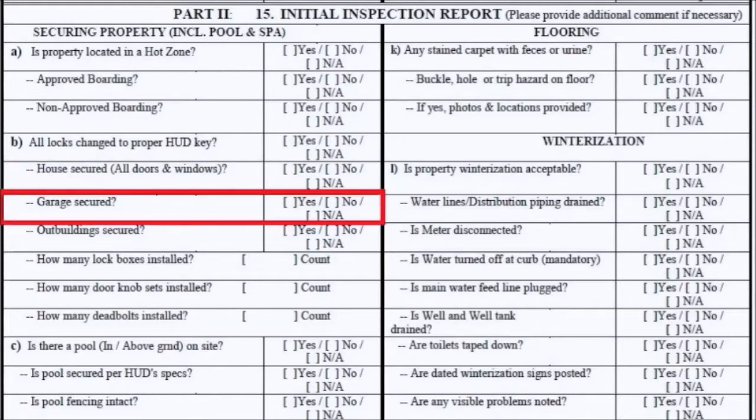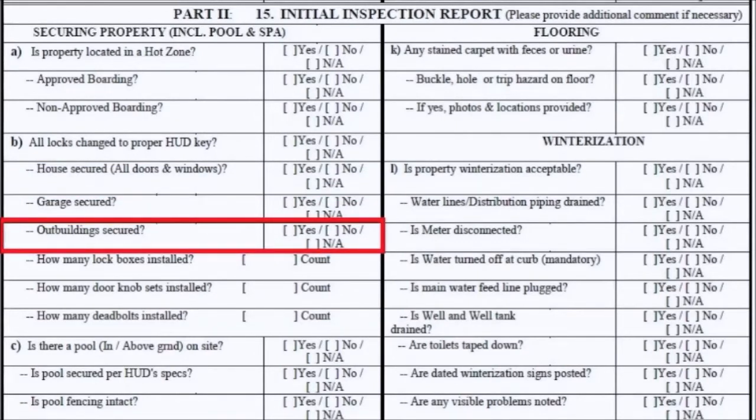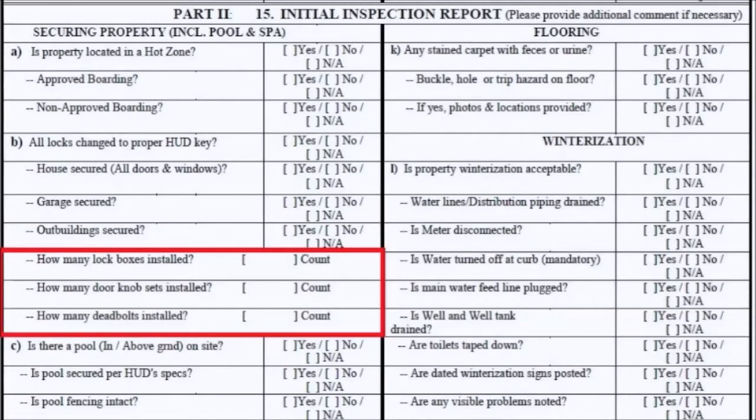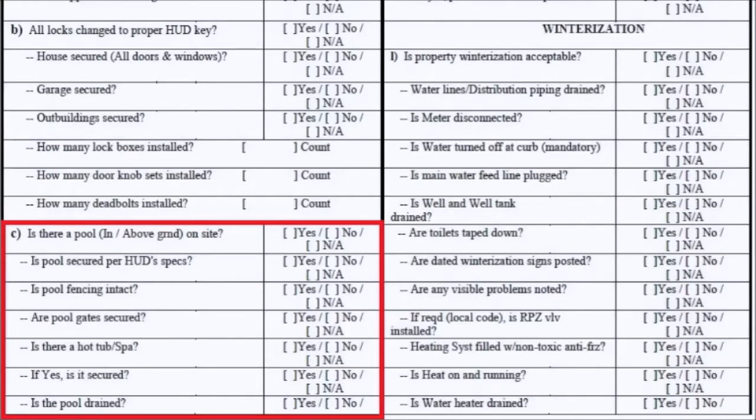Is the garage secured? Outbuilding secured? That will be the same type of logic there. Make a note of how many locks installed, lock boxes, doorknob sets, deadbolts you've installed at the property in the section below. If there's a pool, whether it's in ground or above ground, on site, noted in the next few questions, and whether it's secured to HUD specs, whether there's pool fencing that's intact, whether the gates are secured at that pool.